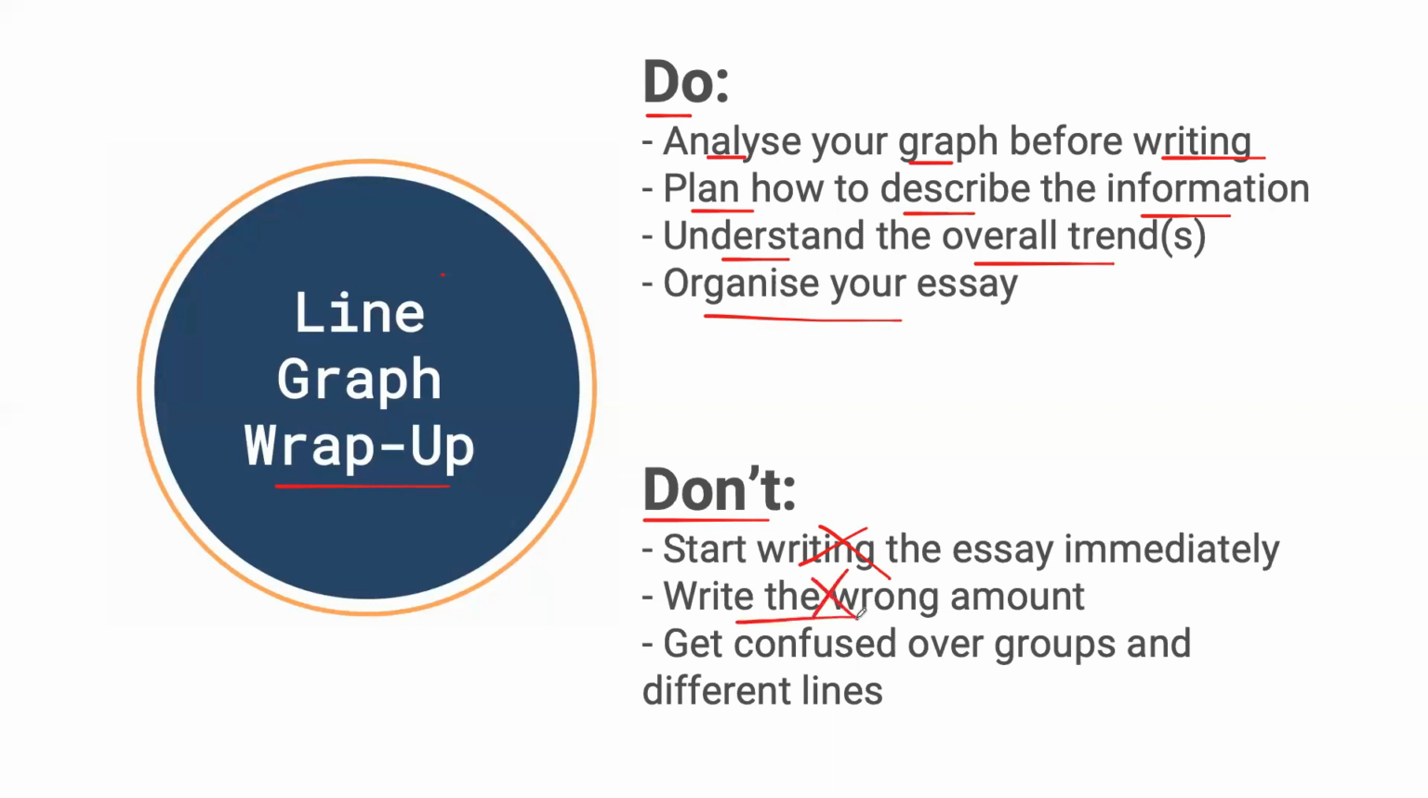And also don't write the wrong amount. In our first example, we were right at the limit of where we want to be, around 220 words. That's probably the highest point. And make sure you're writing at least a minimum of 150. And of course, don't get confused over different groups and different lines. This is more to do with our first example. We had about 6 different lines, so we had to really group them efficiently and not let that take up too much time. So always analyze your graph.